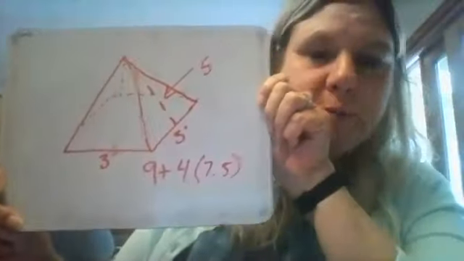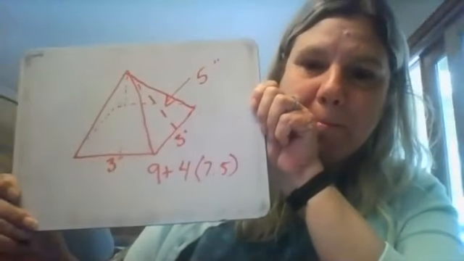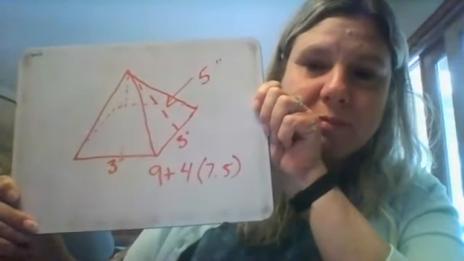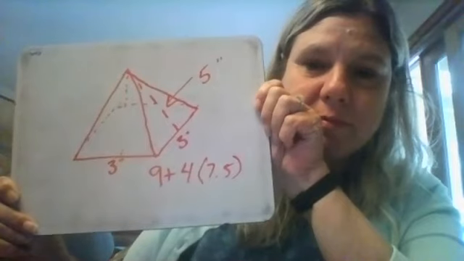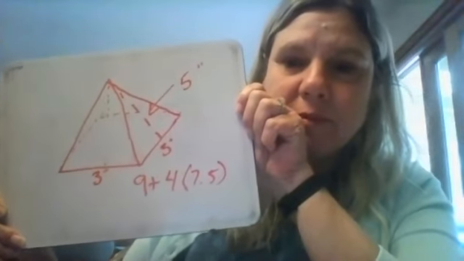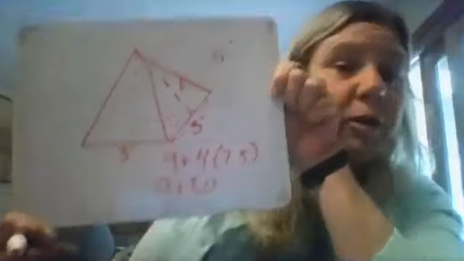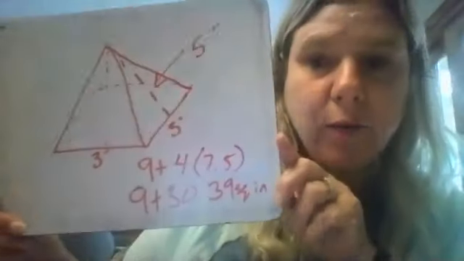Anyone know what 4 times 7.5 is? Thank you. 30s are correct. 9 plus 30. This pyramid is 39 square inches for the surface area. All right. Any questions about that?